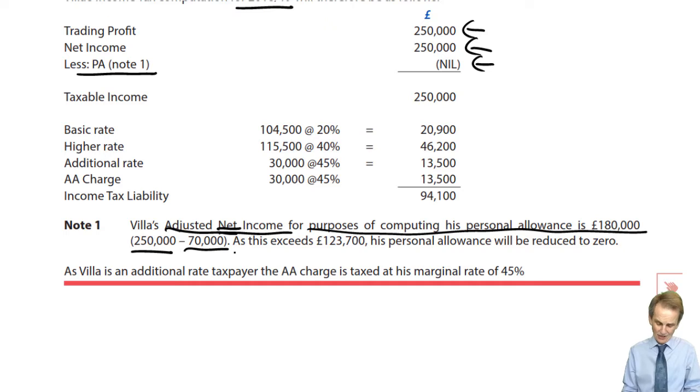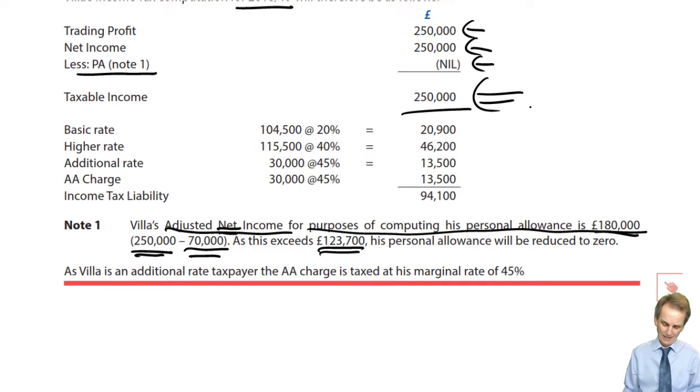Now, it's not going to have any effect in this particular case, because when we deduct 70 from 250, that still leaves us with 180. That is well in excess of 123,700, at which point, of course, the personal allowance became 0. So it's 250,000 all the way. That is the level of taxable income.